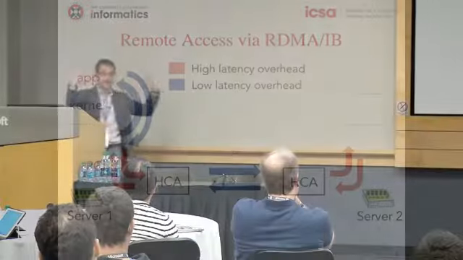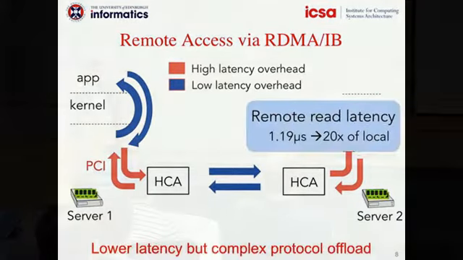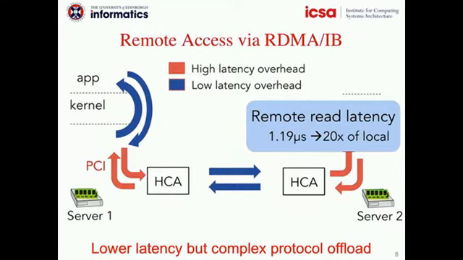This gets you a couple of nice things, but there are still overheads, that's the red stuff. You still have the PCIe crossings, several of them, and you still have the switch. In the best case, you get a couple of HCA cards and stick them back to back with nothing in between. The number you get is on the order of 1.2 microseconds for a single cache line remote read. Not bad, but it's about 20x of local DRAM. 20x is a big difference.